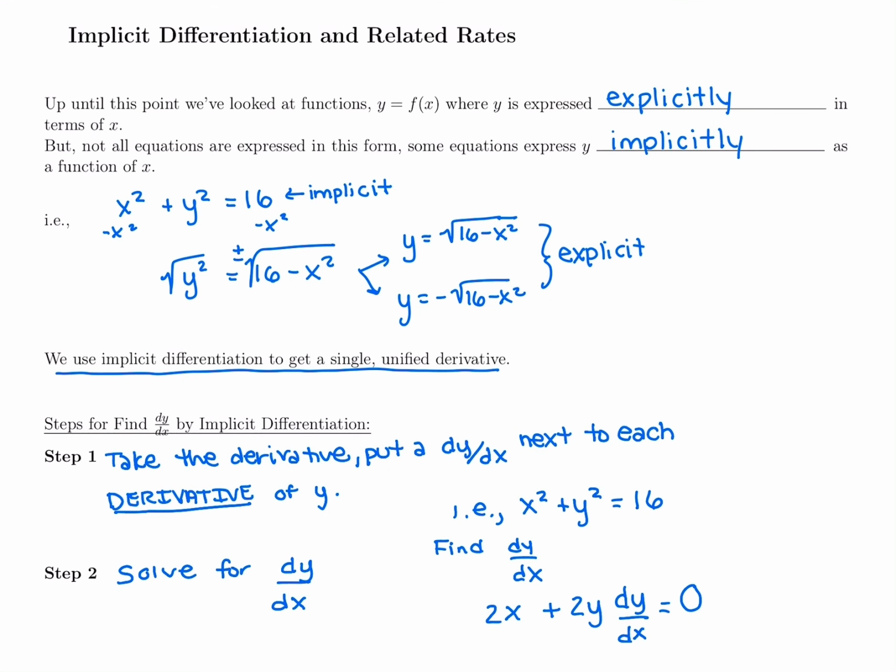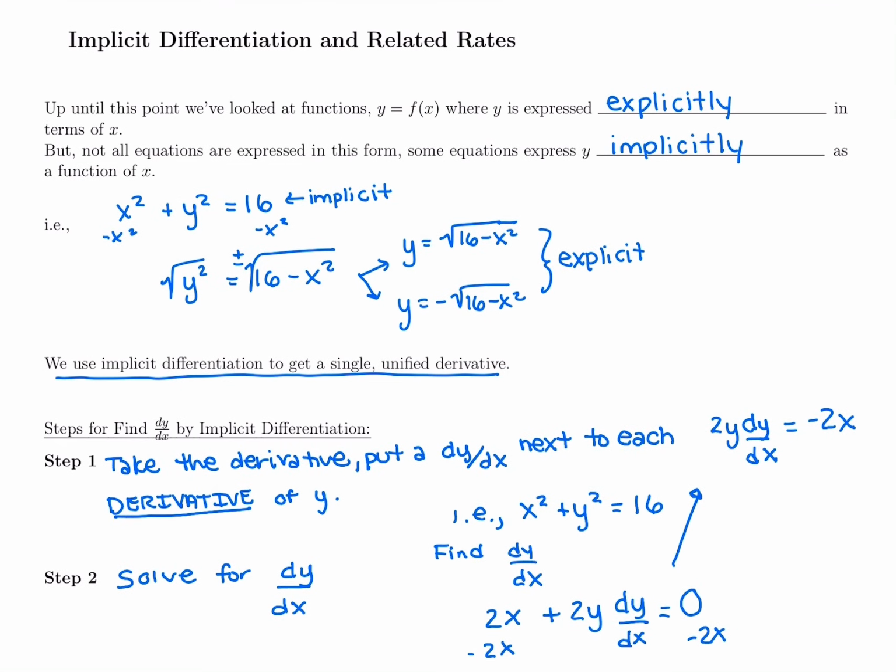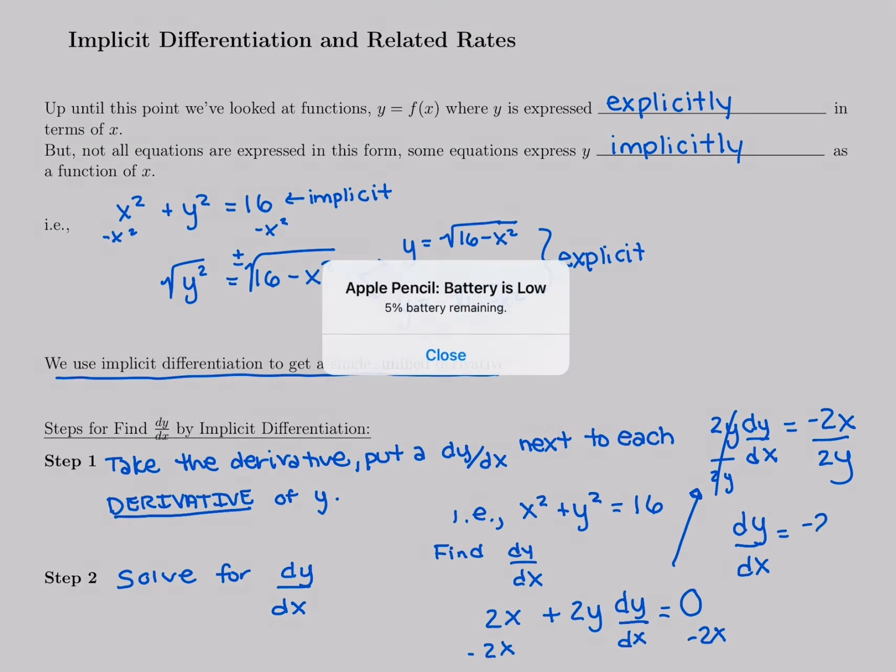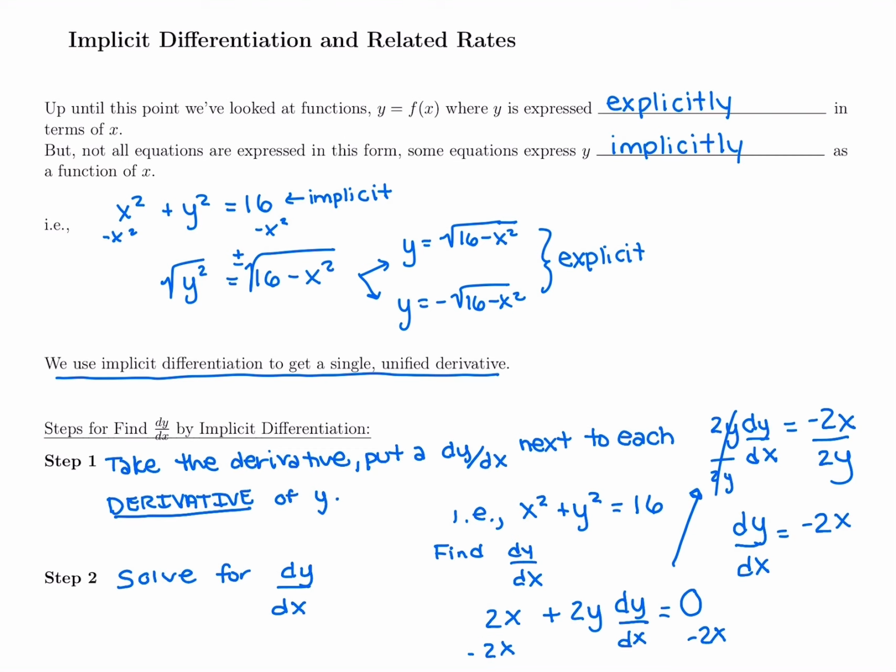And now we want to get dy dx on one side by itself, so we'll subtract that 2x over to get just the dy dx on the left. I'm going to bring this up here. So we'll get 2y dy dx equals, we subtracted 2x over. And lastly, to get dy dx on one side by itself, we would need to get rid of this multiplication by dividing by 2y. So dy dx would be negative 2x divided by 2y.